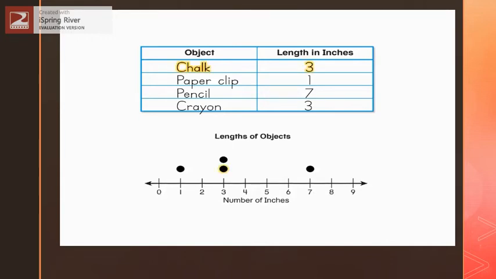One object is 3 inches long. One object is 1 inch long. One object is 7 inches long. And another object is 3 inches long.